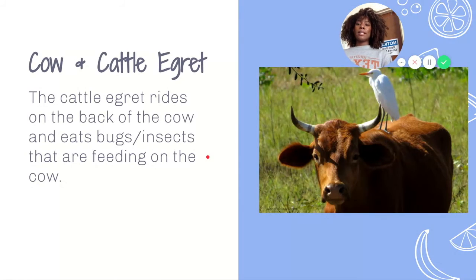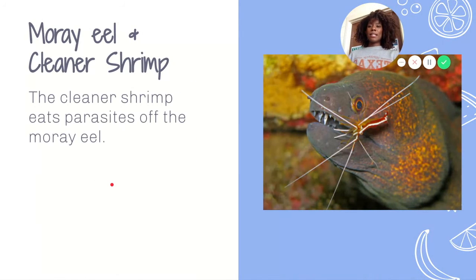Cow and cattle egret. The cattle egret, that's this bird, rides on the back of the cow and eats bugs and insects that are feeding on the cow. So if you are this egret and you are eating bugs and insects, are you being hurt, helped, or unaffected? Okay? And then if you are the cow and something is eating the insects that are feeding on you, are you being hurt, helped, or unaffected? Good job. I think this is our last example.